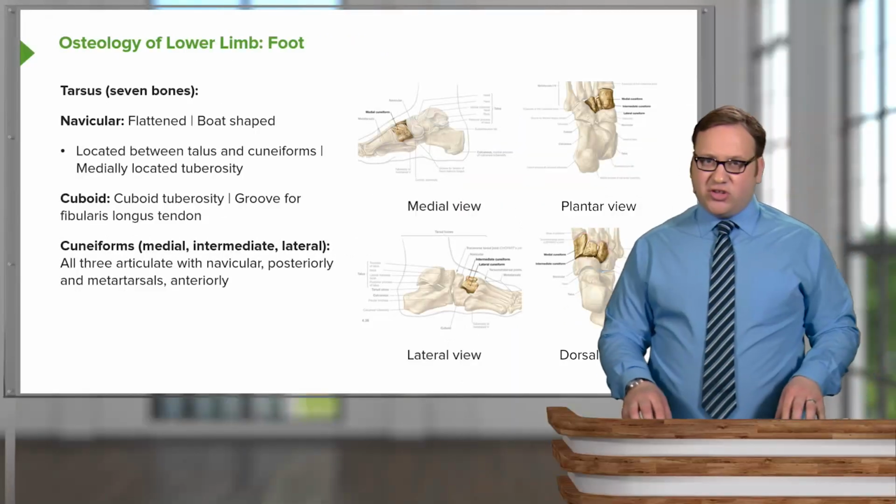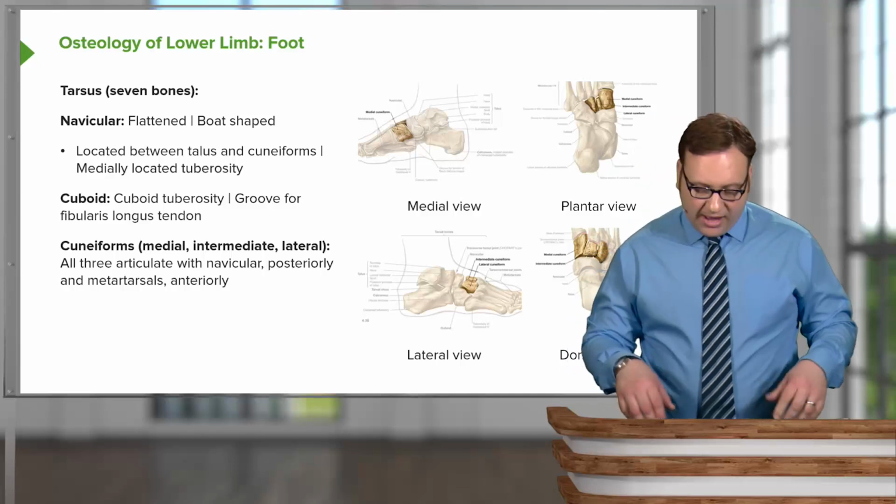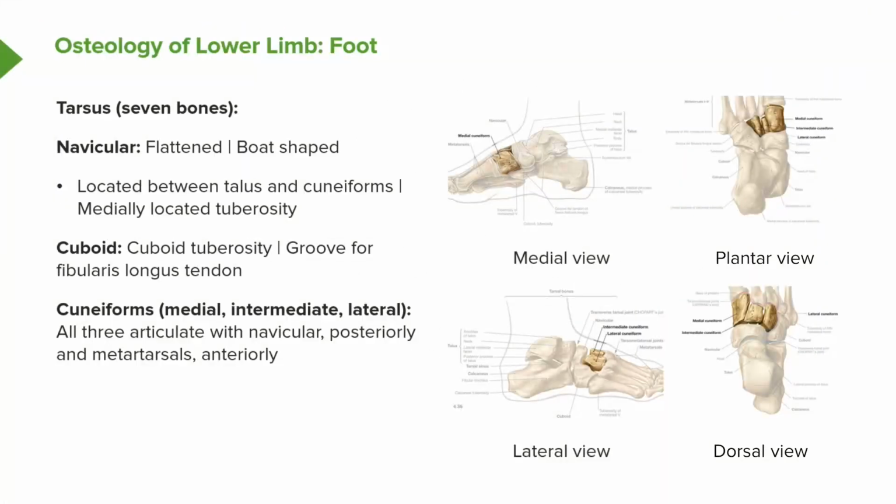If we now move to the cuneiforms, these form a row of bones that is directly anterior to the navicular, and from medial to lateral we have a medial, intermediate and a lateral cuneiform. We can see the three here in this dorsal view, and we can see the three here in the plantar view. All of these three bones articulate with the navicular posteriorly and the metatarsals anteriorly.